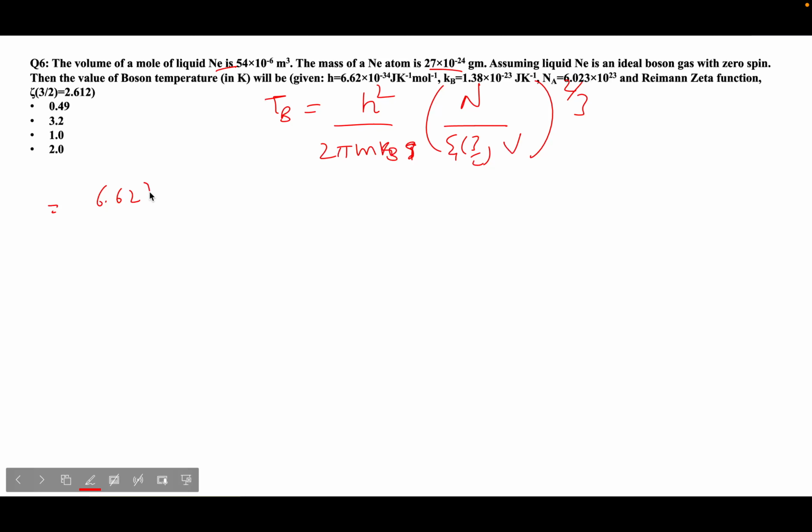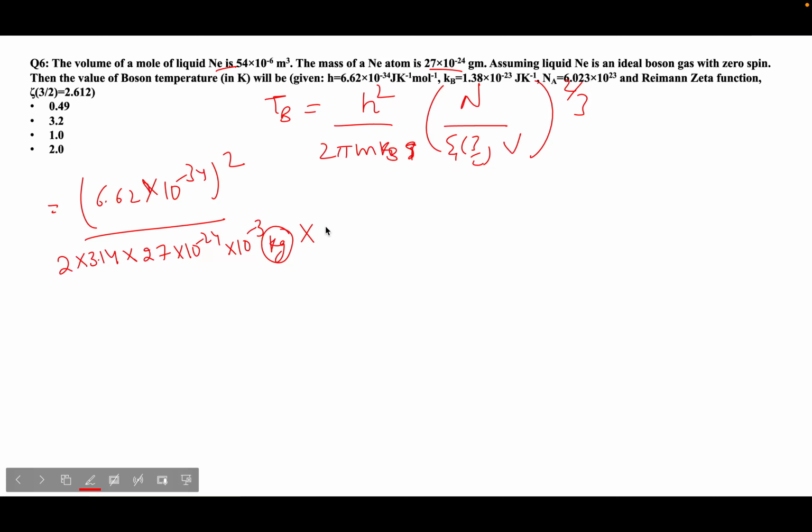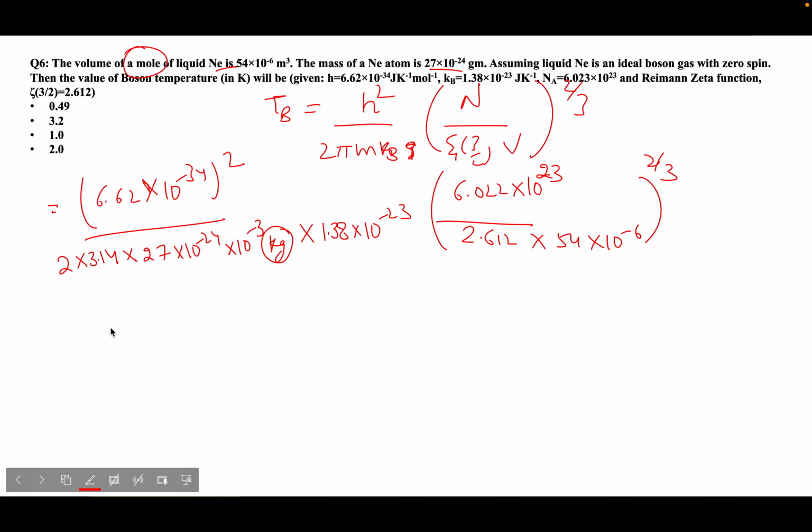This is h squared, 6.62 into 10 to the power minus 34, squared, over 2 into 3.14, mass is 27 into 10 to the power minus 24 gram, multiplied by 10 to the power minus 3 to get kilogram, and kB is 1.38 into 10 to the power minus 23. n is for 1 mole, so this is 6.022 into 10 to the power 23, Riemann zeta is 2.612, and the volume is 54 into 10 to the power minus 6, to the power 2/3. So we need to calculate this only.